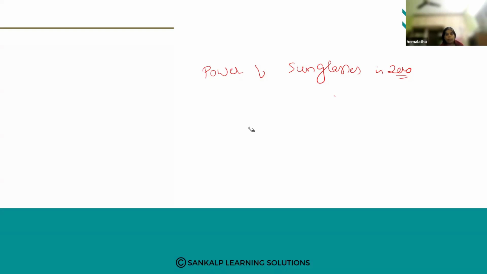So the radius of curvature of this one is the same, so the power of the lenses will be the same, 0. That is the thing you have to understand in these cases.